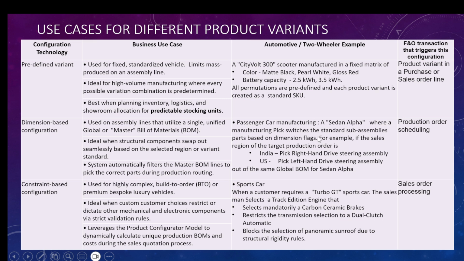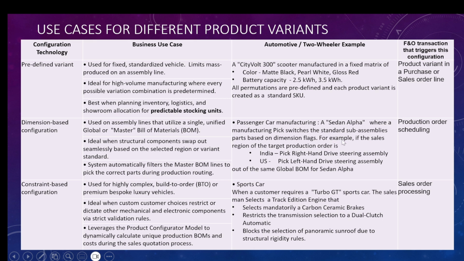Now let me give an example here. Let's say we have a car, a sedan alpha. Whenever we create a production order, a pick process is initiated, when the raw materials or the components have to be issued from the inventory, or we need to pick the raw materials or components from inventory in order to move them to the production floor so that they are used in the production assembly line.